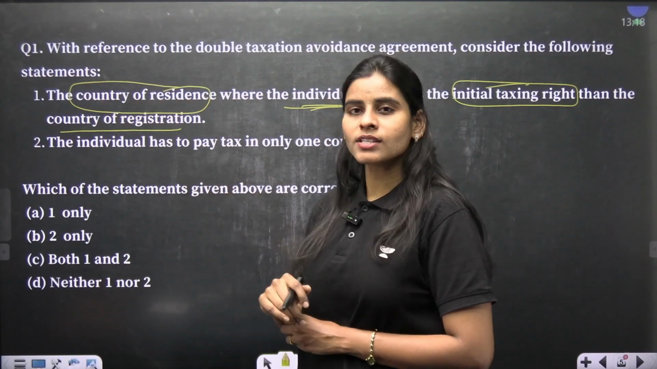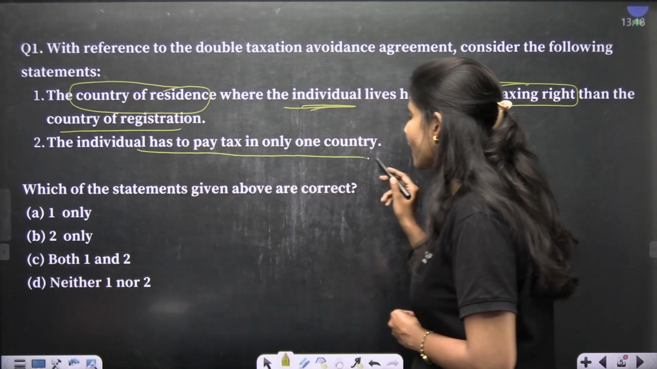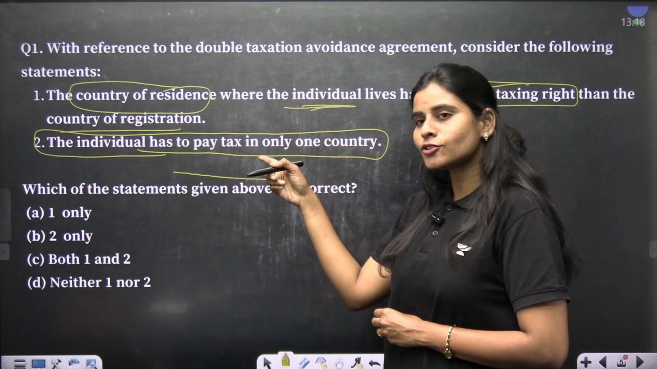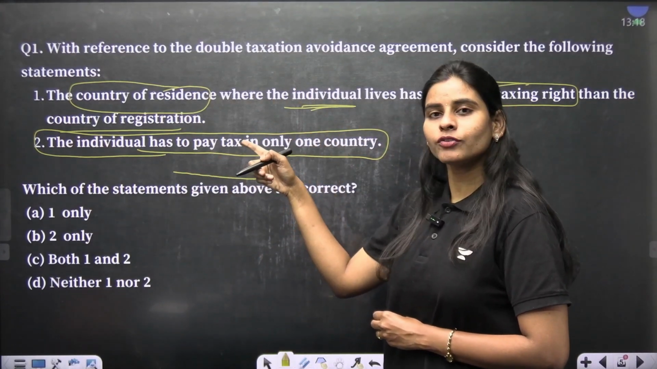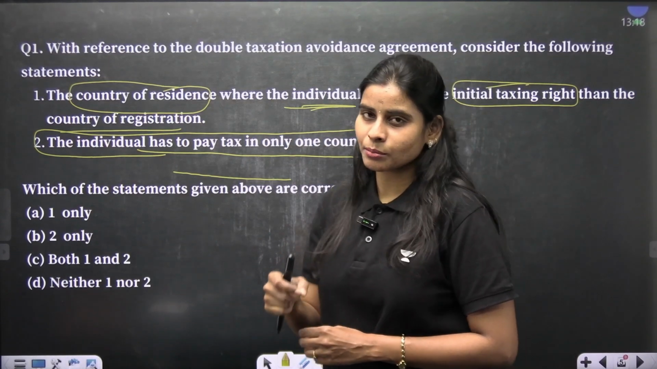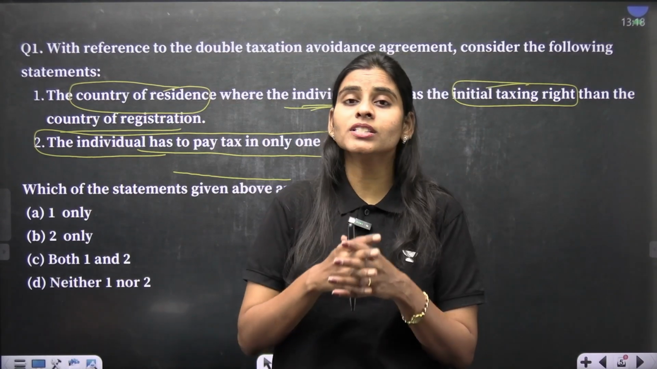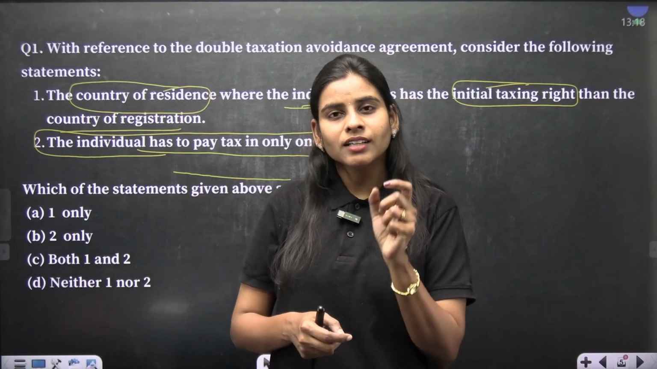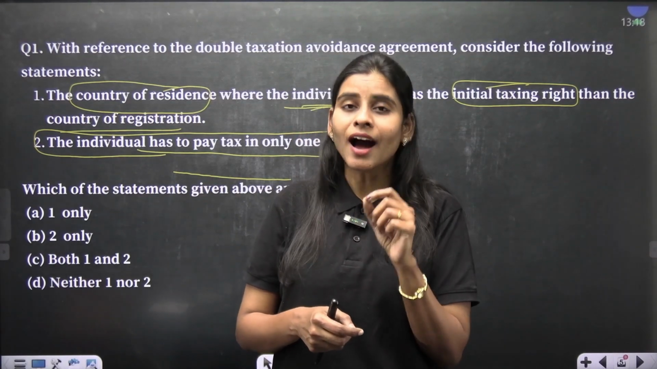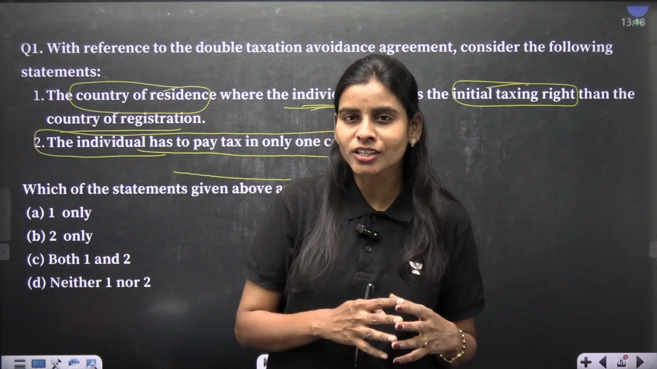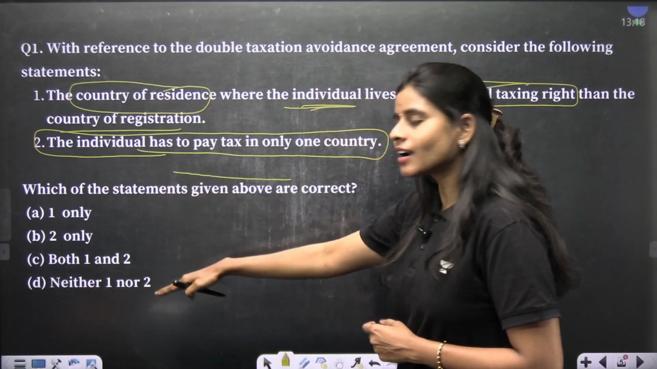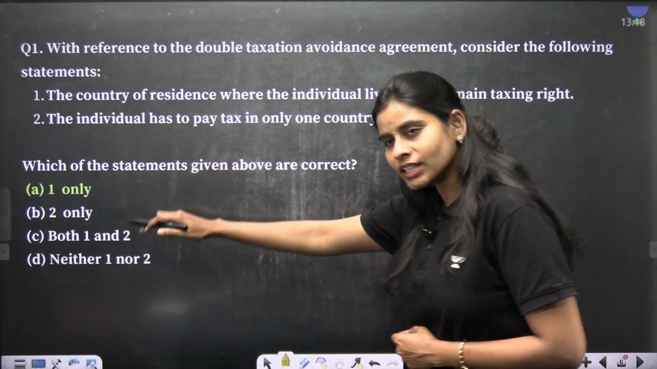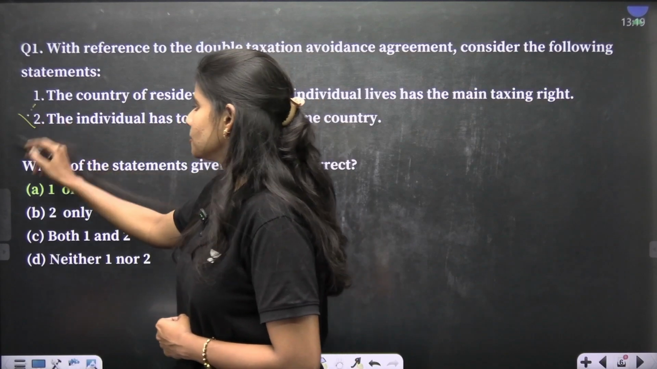And statement 2 says individual has to pay tax in only one country under DTAA. Is this true? So read the statement very carefully. Under double taxation avoidance agreement, we say that this agreement enables an individual to avoid paying taxes twice. But does it mean the individual has to pay tax only in one country? So what do you think? So what would be the correct answer here? The correct answer is option A only. Statement 2 is incorrect.